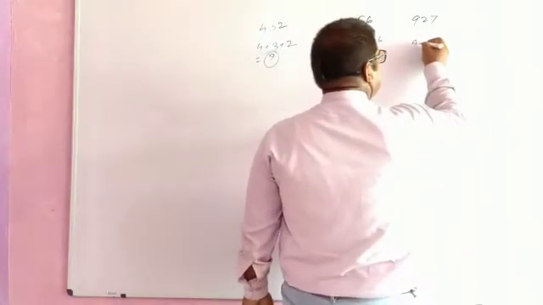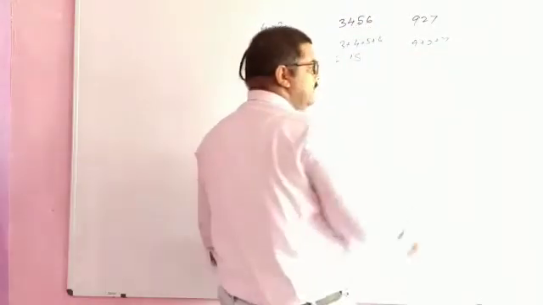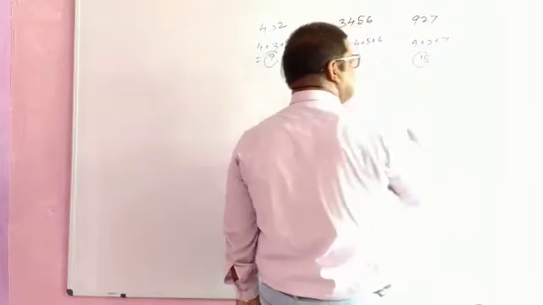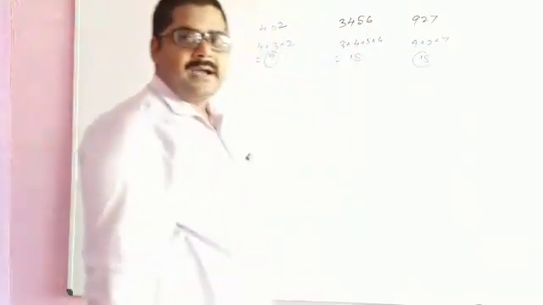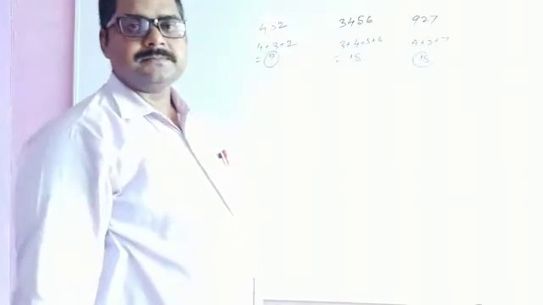The third one is 9 plus 2 plus 7, and you know very well that 9 plus 2 is 11, plus 7 is 18, and 18 is exactly divisible by 3. So this number must be divisible by 3.